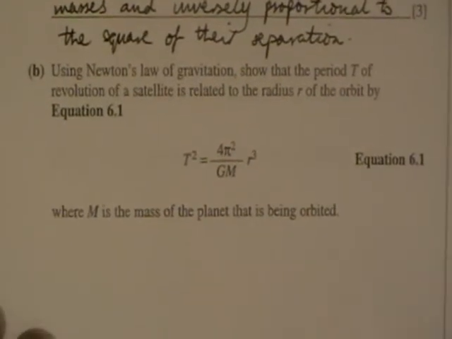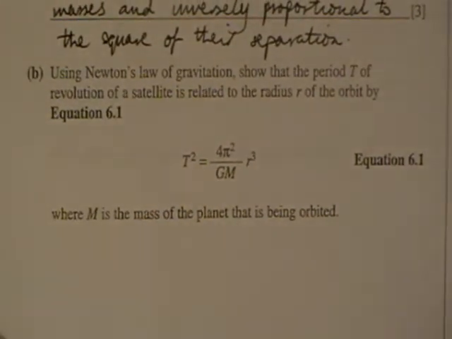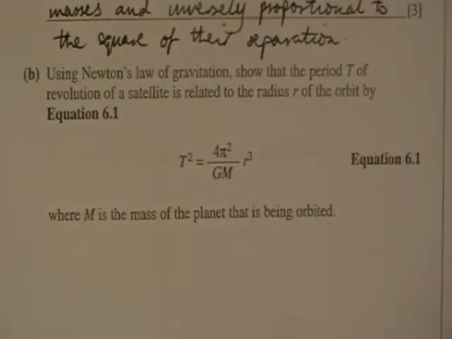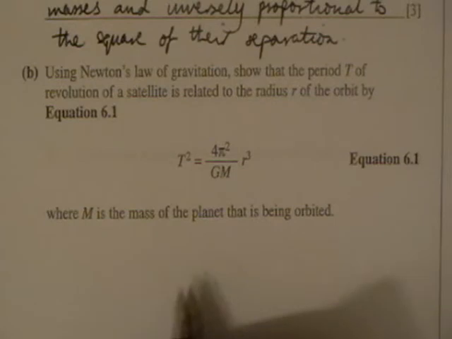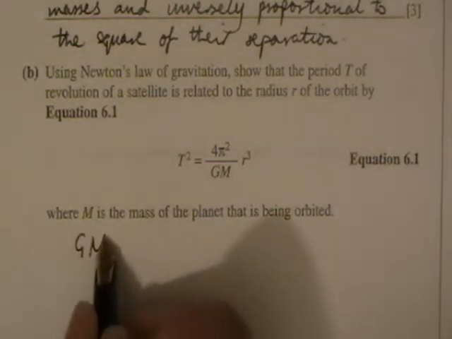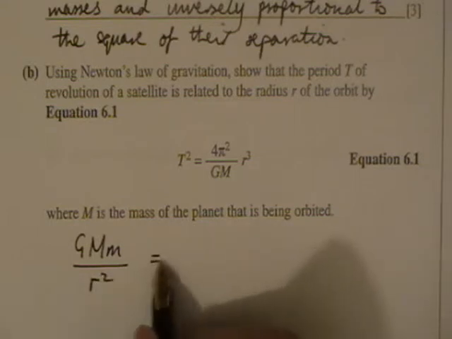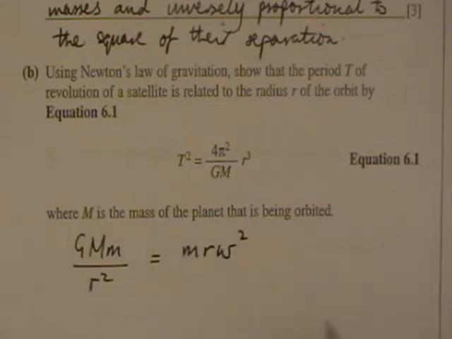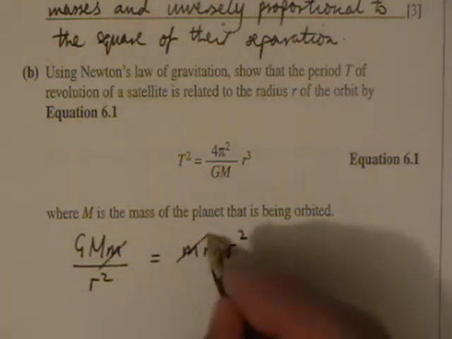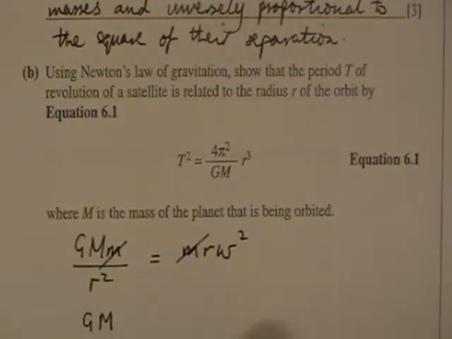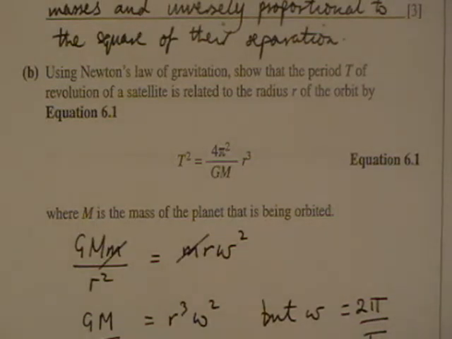Alright. Using Newton's law of gravitation, show that the period T of revolution of a satellite is related to the radius r of the orbit by. Okay, so we've got GMm over r squared equals mr omega squared. The masses cancel, and so we now have GM equals r cubed times omega squared, but omega equals 2 pi over T. Therefore GM is equal to r cubed times 4 pi squared over T squared.